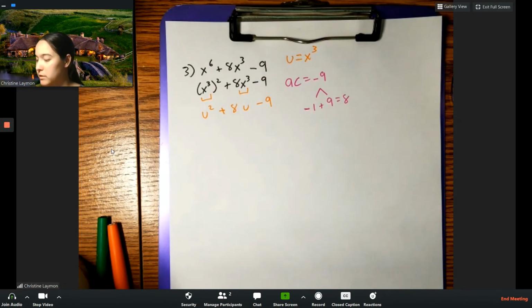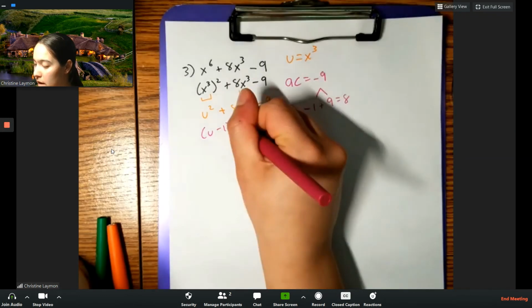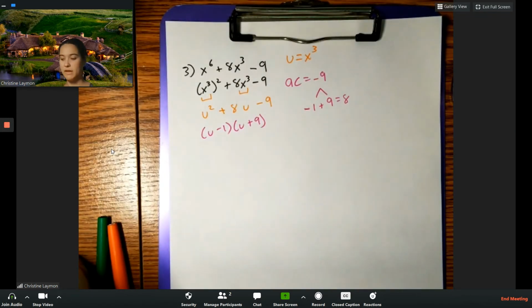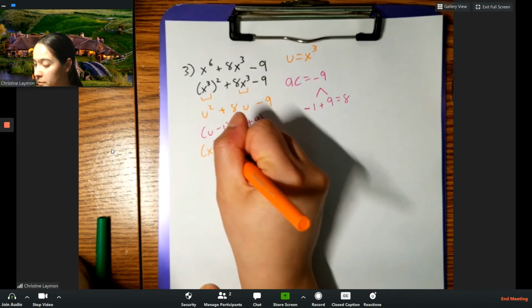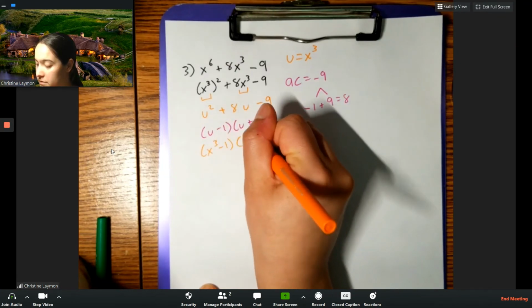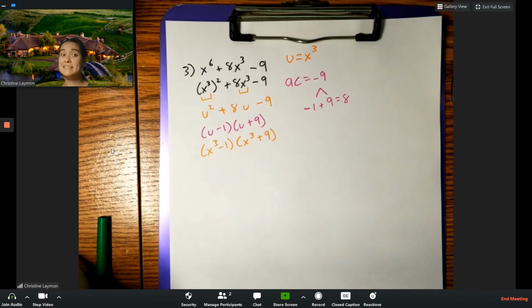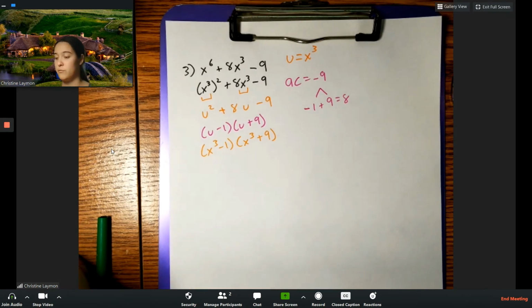Okay, let's go ahead and plug that in then. U minus 1, and I have u plus 9. Okay, go ahead and substitute our values in. X cubed minus 1, x cubed plus 9. This time, though, we are not done yet. This here is a difference of cubes. Let's work just on that for a moment.